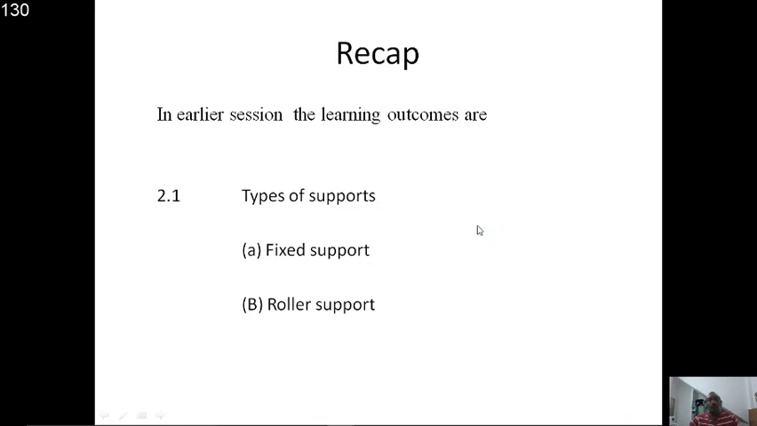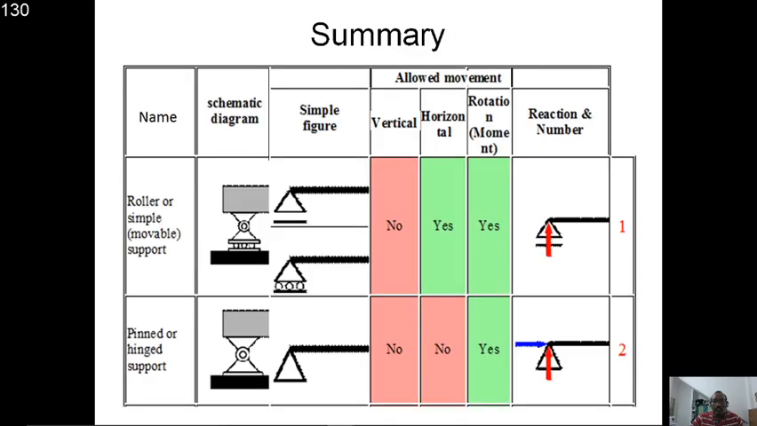In the earlier session we learned about the types of supports, in which we saw fixed support and roller support. With that we have covered all four types of supports, that is simple support, hinge support, fixed support, roller support. The hinge can also be placed in between the beams, which we will see. So according to the types of supports, this is the simplification of the support nomenclature.